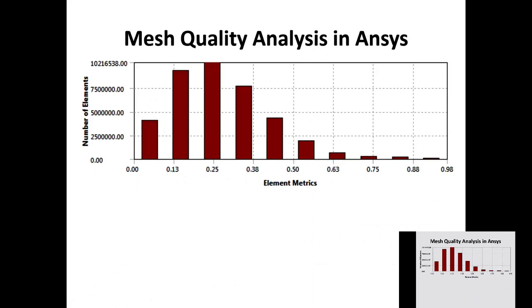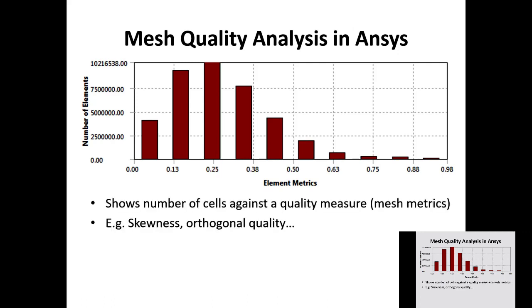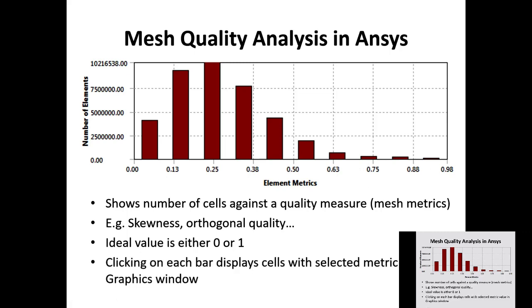And you will see different mesh quality parameters in your simulation. It will tell you the number of grid nodes against quality. Now this is for skewness basically. And you can check different mesh qualities in your windows.